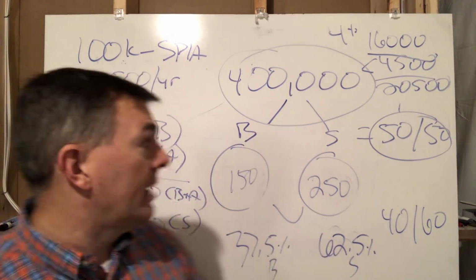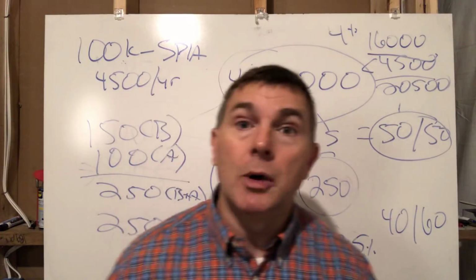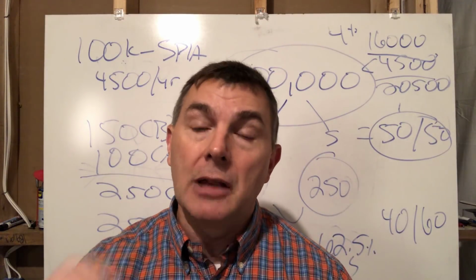So I'm a 50-50 investor. That means my remaining 400,000 should be 200-200? No, that's not the way to look at this. You've got to look at a little bit more detail.